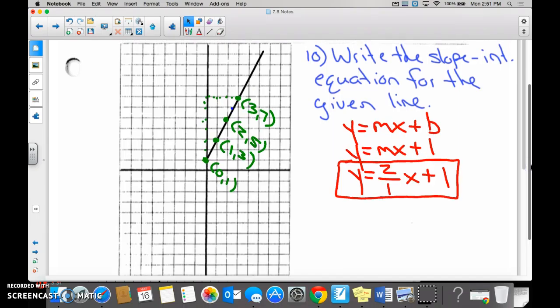Here we have a line. Where does our line cross the y-axis? 1. Okay, what is the slope of our line? From here to here is what? 2 over 1. There's our slope, right? Okay, and if you just want to continue to prove it to yourself, you rise 2, run 1, you're on the line again.